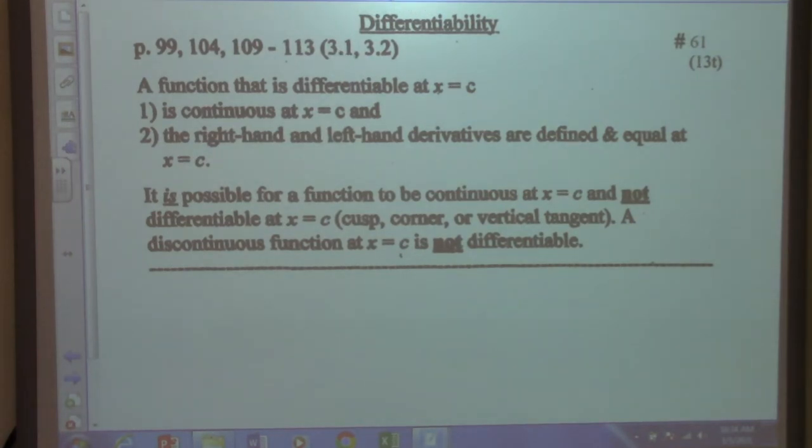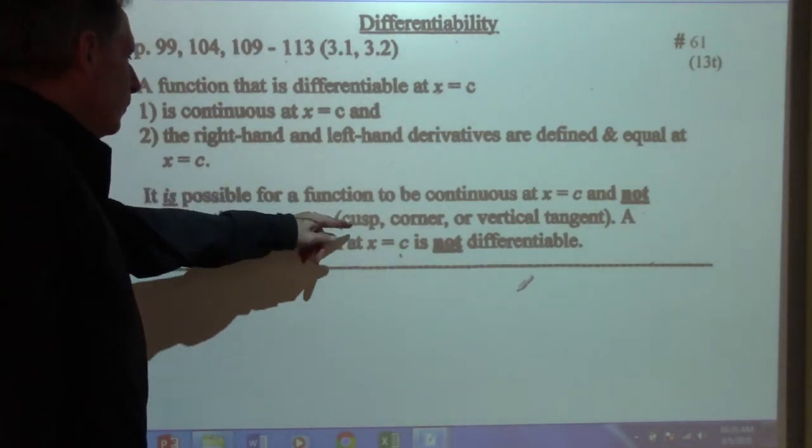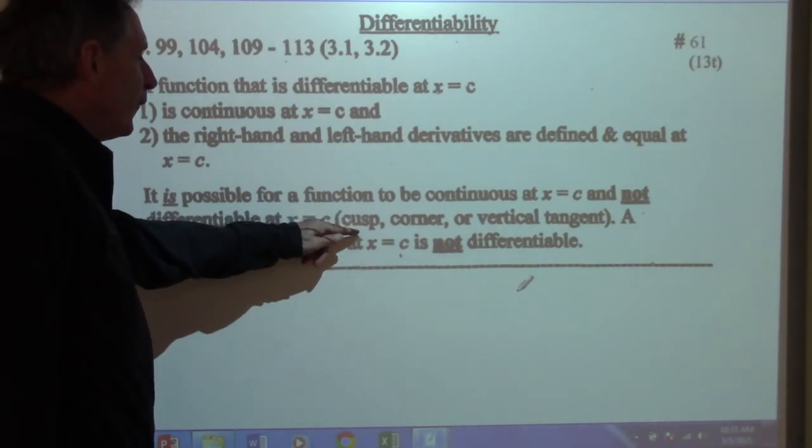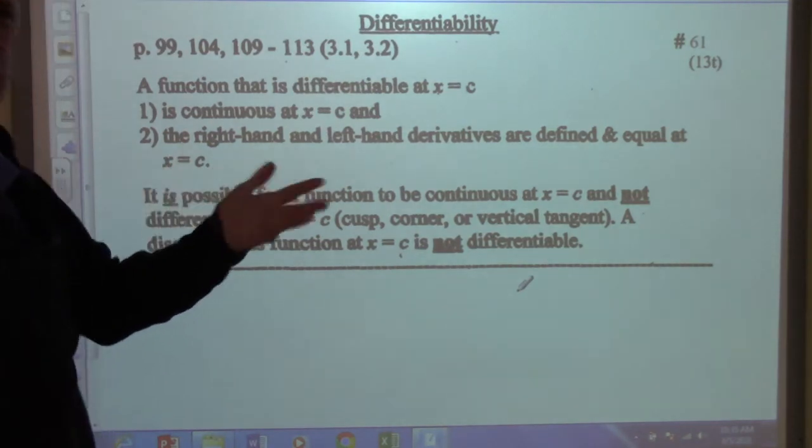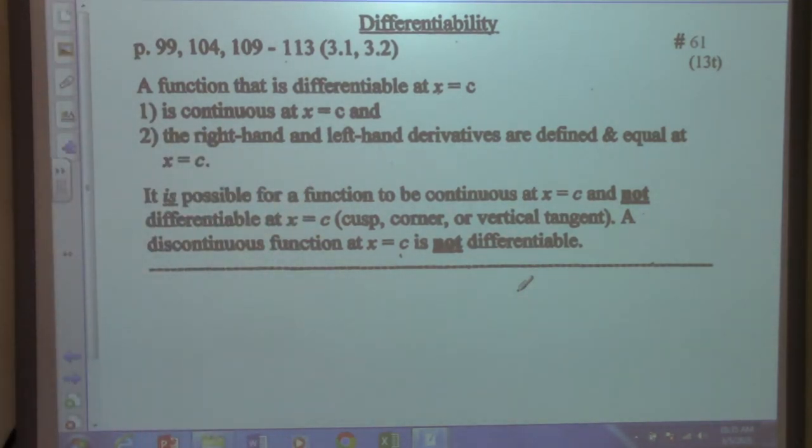So we talked about a problem similar to this earlier this week. Differentiability. Is it possible for a function to be continuous at x equals c and not differentiable at x equals c? Yes, at a cusp, corner, or vertical tangent. A continuous function is not differentiable there, and a discontinuous function is not differentiable. So you have to be continuous, and even if continuous, you can't have a cusp, a corner, or a vertical tangent. Other than that, when you have continuity, you will have differentiability.